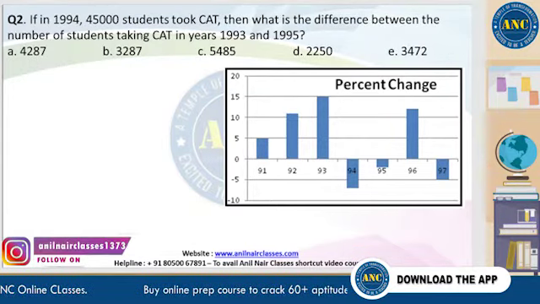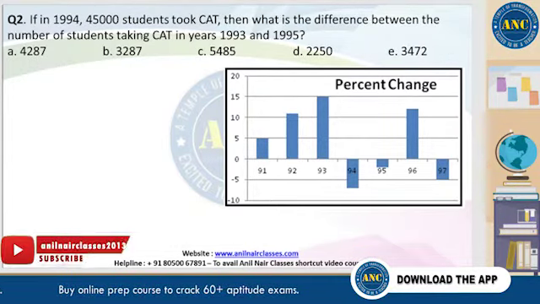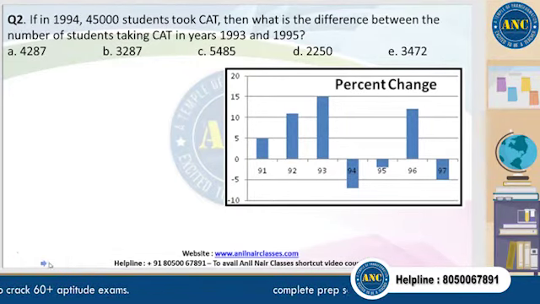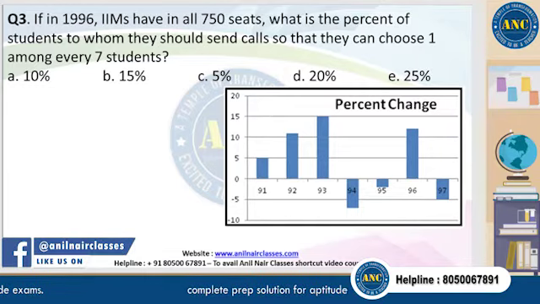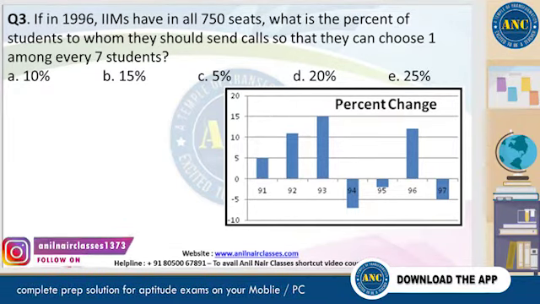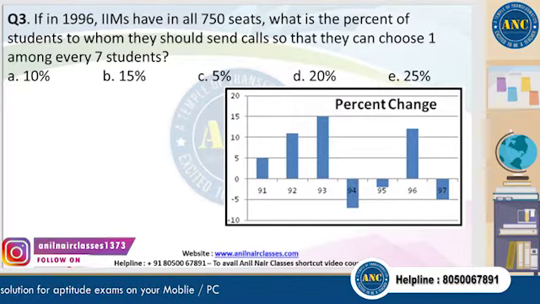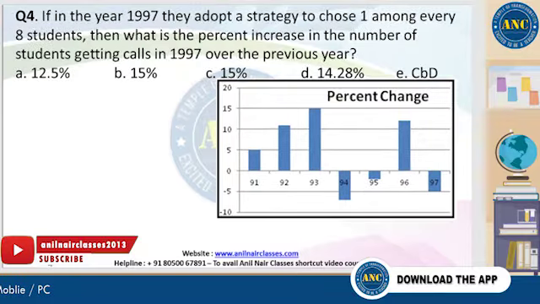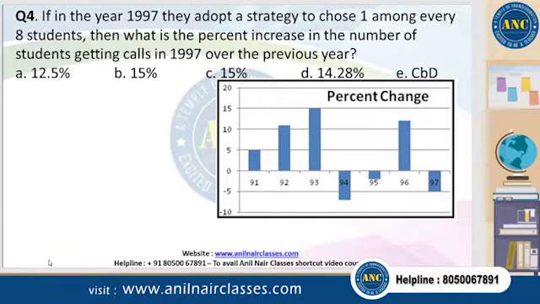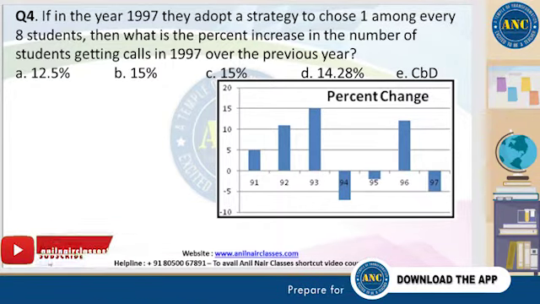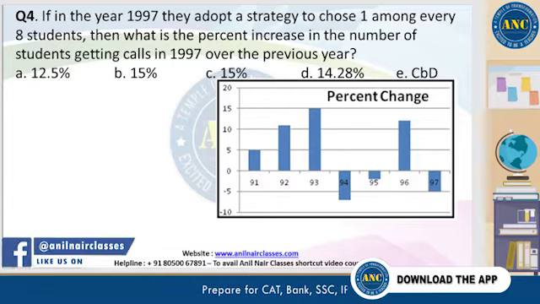If in 1994, 45,000 students took CAT, then what is the difference between the number of students taking CAT in 93 and 95? We have a question on 1996. IIMs supposedly have 750 seats. What is the percentage of students they have to send calls to so that they choose 1 in 7 students? And in 1997, they choose 1 in 8 students. What is the percentage increase in the number of students getting calls in 1997 over the previous year? So there are these 4 questions.